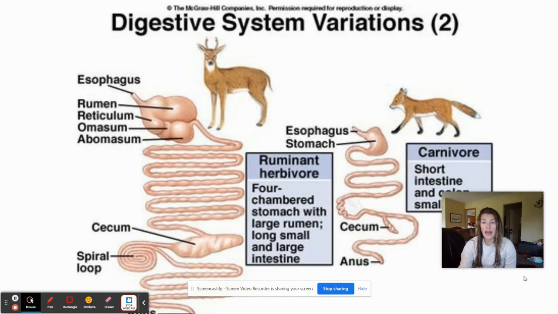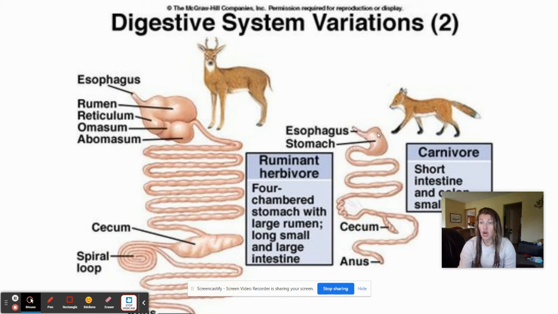So if we look at these digestive systems, comparing a carnivore above me, got the fox, and on the other side, the herbivore, the deer, we can see that this deer is a ruminant. So it has 4 chambers in its stomach, has the small intestine, and then it has this very large cecum that helps to break down a lot of that tough plant material. That's how it's able to get energy from those carbohydrates that are in that material.